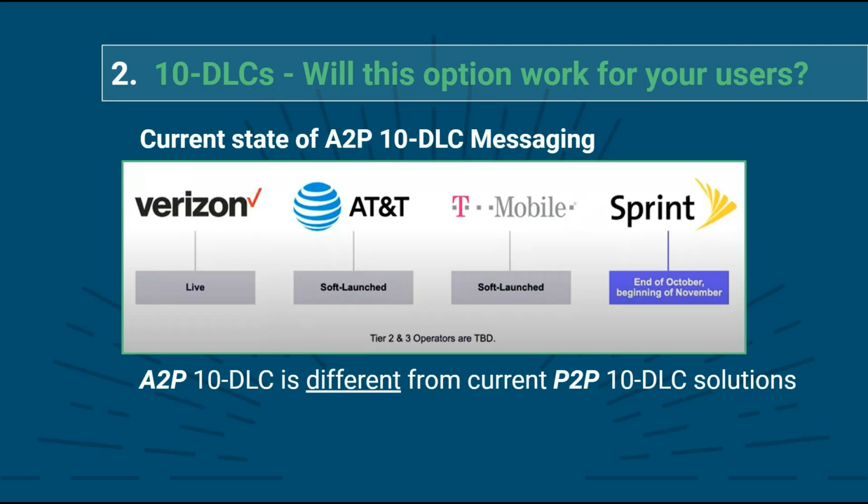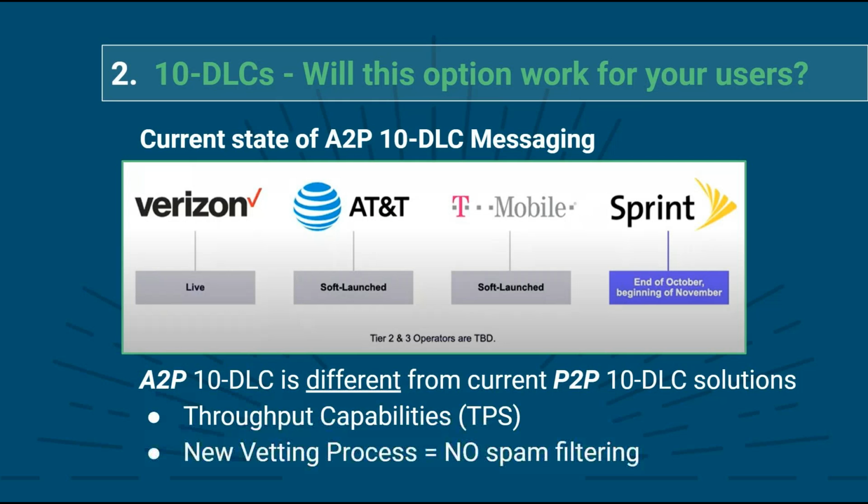And as you know, if you're sending on a 10-digit localized number, it's very, very low volume currently. So the A2P 10DLC messaging is going to be different because it's going to support higher volume. And as such, you're going to have, like I said, more throughput capabilities, and that is translated as text per second, TPS, as well as a new vetting process for 10-digit numbers, which will translate to no spam filtering.